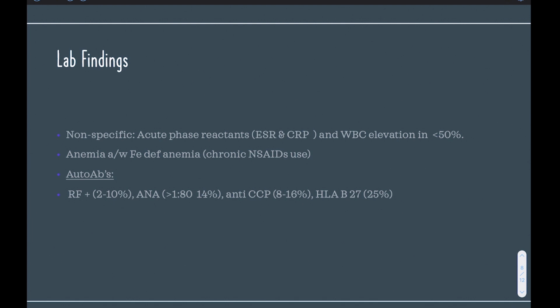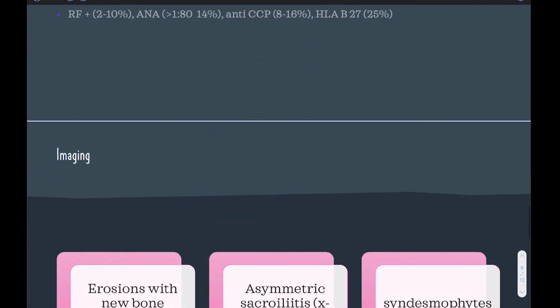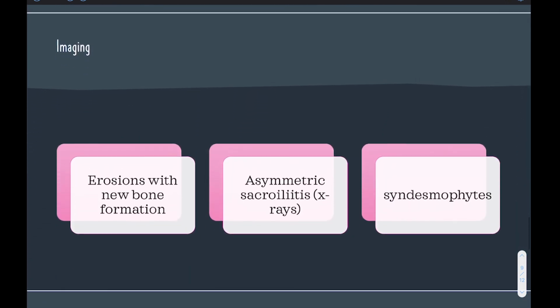HLA-B27 can be positive in up to 25% of the patients. Next, we have imaging findings. Just like other inflammatory arthritis, you'll see erosions in patients with psoriatic arthritis, although initially it may not be radiographically evident. What are some of the unique characteristics of imaging findings of psoriatic arthritis?